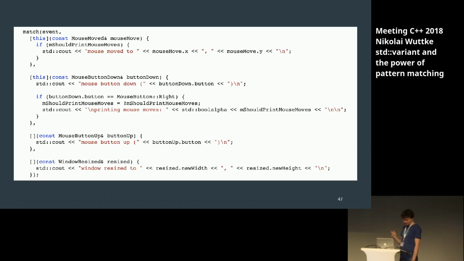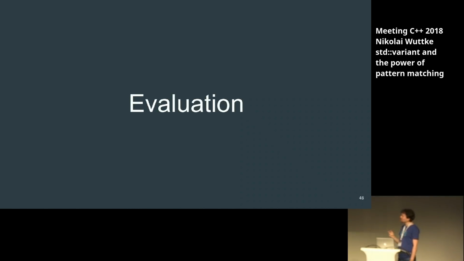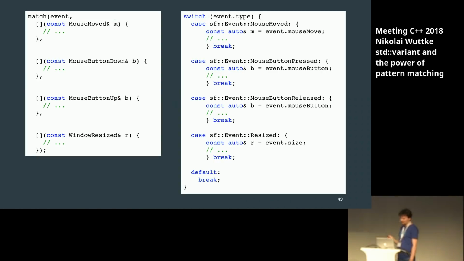And if we compare this to the code you would need to write if you use, for example, the SFML library, which uses this tagged union approach. So on the left is the pattern matching approach, on the right is tagged union. You can see that this is quite a bit more verbose on one hand. It's more syntactic noise. You have all these case and break and curly braces everywhere. Whereas the thing on the left looks much cleaner.